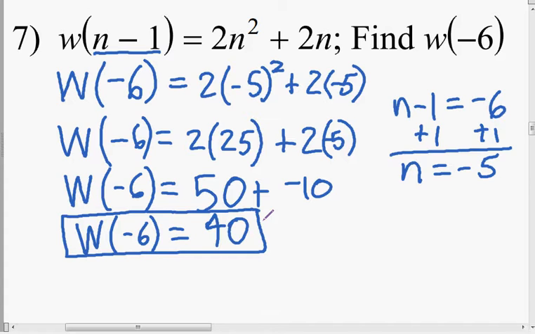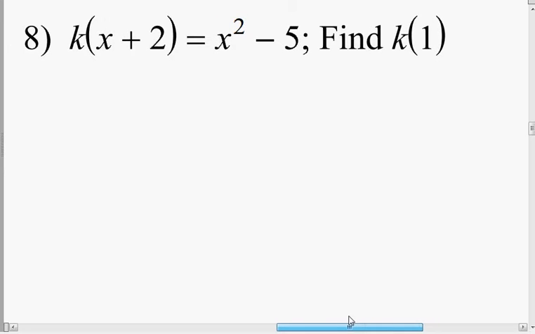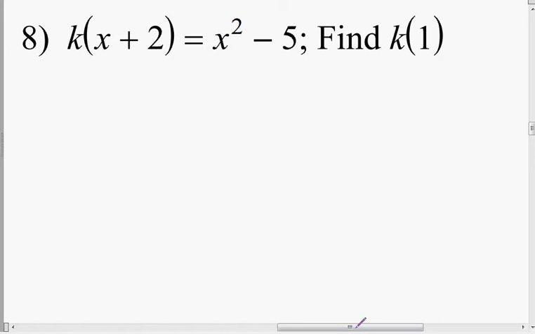Look that over and pause the video for a moment. Try number 8. After you tried number 8, come back and check your answer, and then we'll go on to number 9.